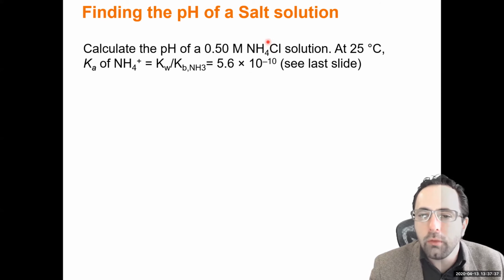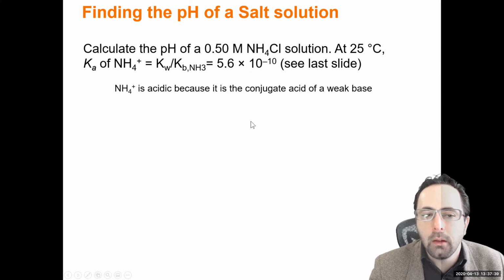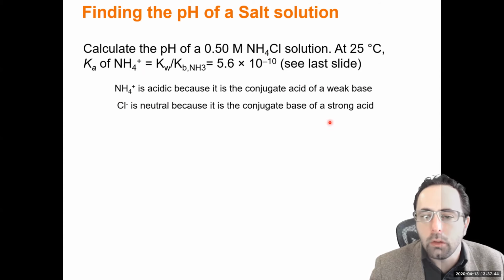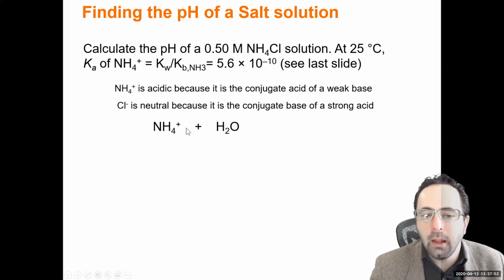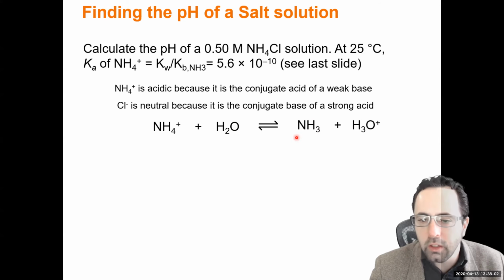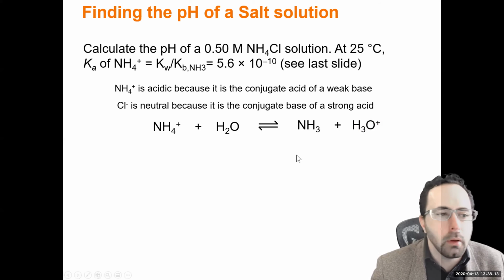So we write the equation for ammonium acting like an acid. Ammonium is acidic because it's the conjugate acid of a weak base. Chloride is neutral because it's the conjugate base of a strong acid. So on our reactant side, it's going to be our acid, ammonium ion, and water. There's going to be an equilibrium, and our acid here will give the proton to water. So we will get the conjugate base of that acid, ammonia. We lost the H, so the charge went down by 1 unit. And the water gained an H, H plus, so the charge went up by 1 unit.